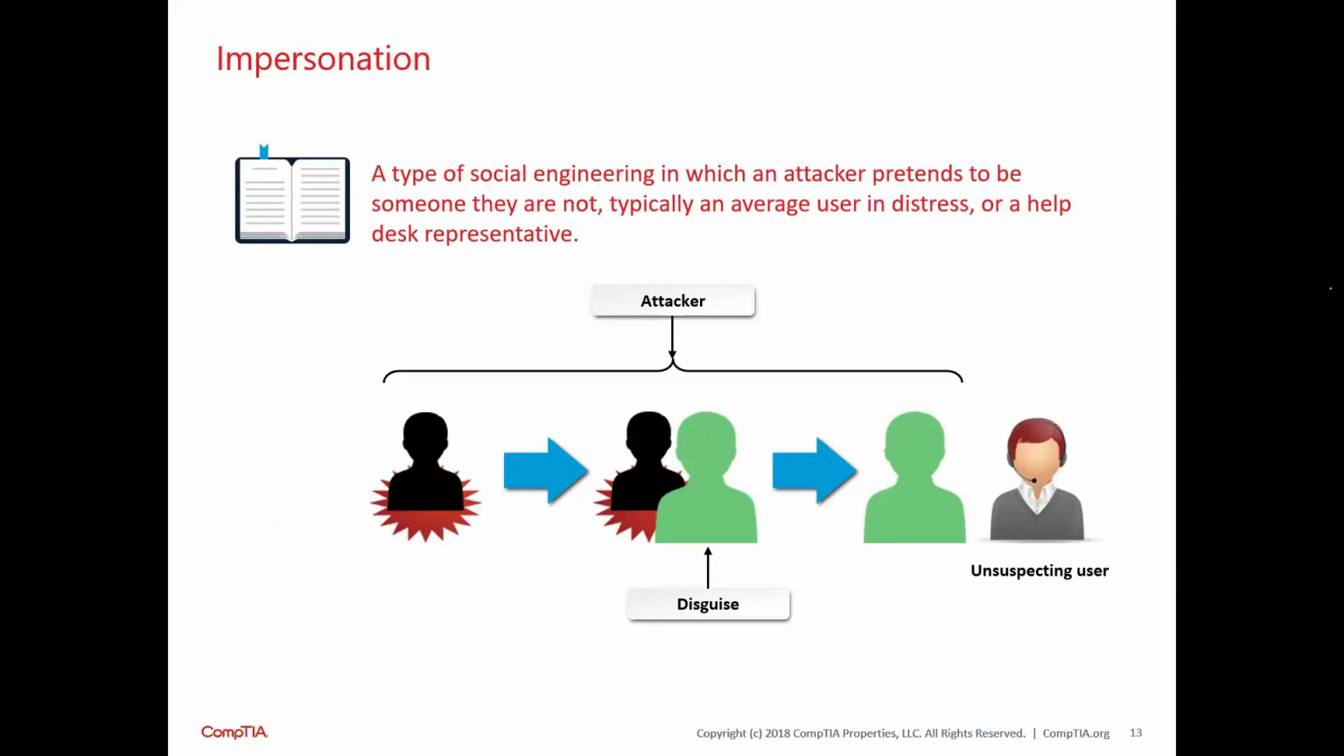Okay. So as I already mentioned, in social engineering you might find this very common, a term called impersonation, which is a type of social engineering in which the attacker will pretend to be someone they are not, typically an average user in distress or a help desk representative. So they can become someone unsuspected. It's very hard for the help desk to determine whether this is the real person or someone who pretends to be someone else.